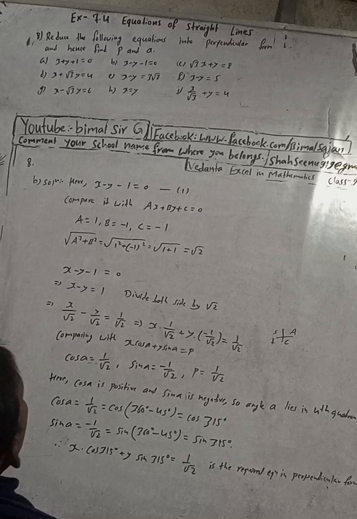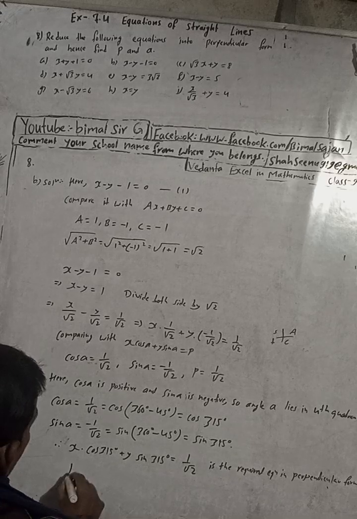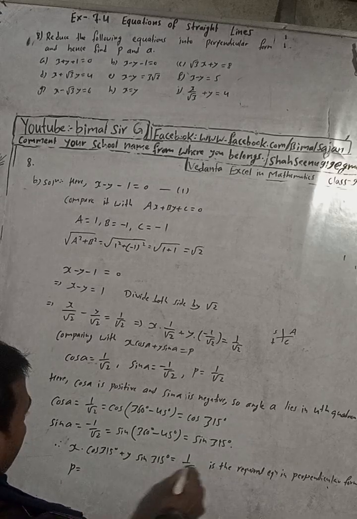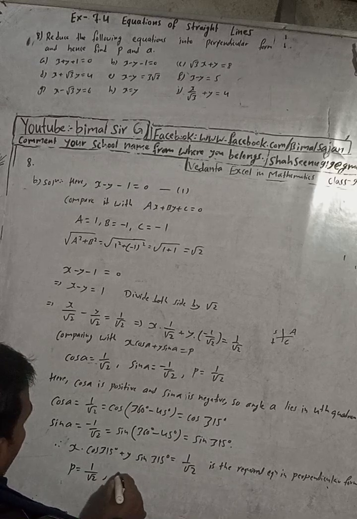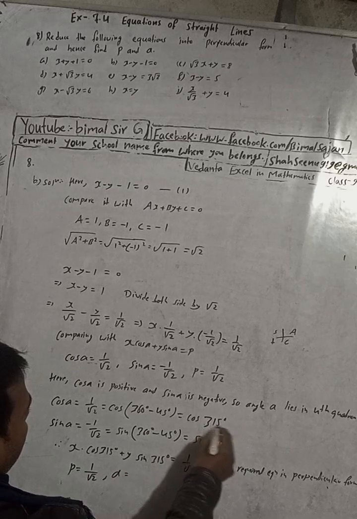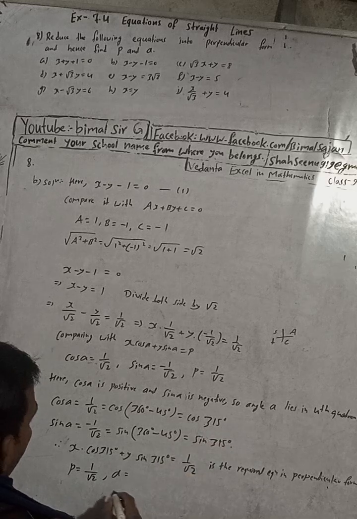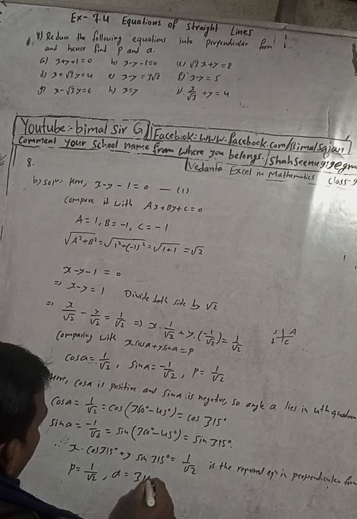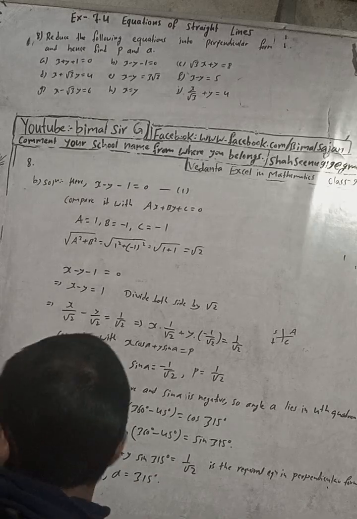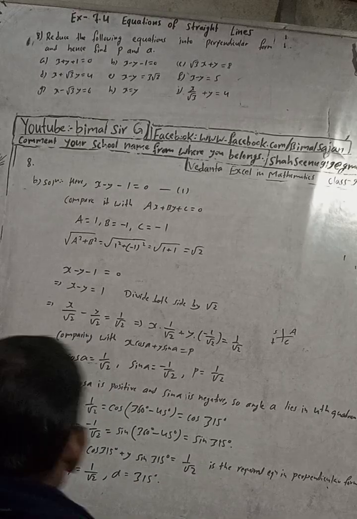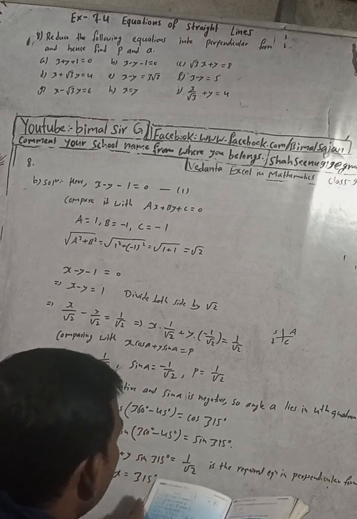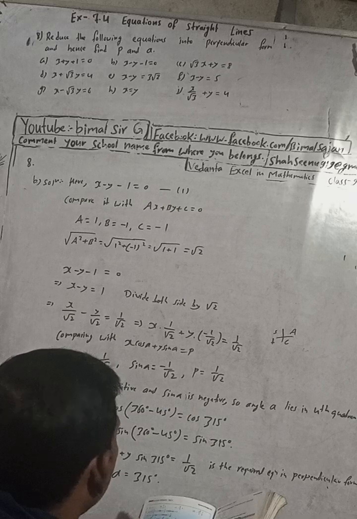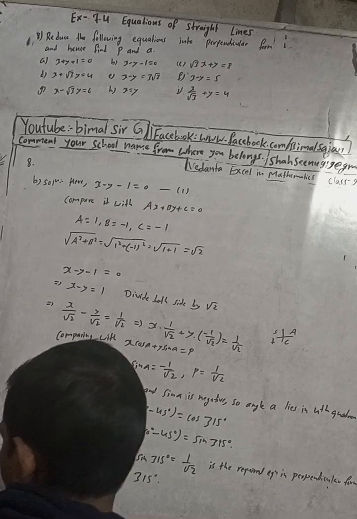Now we have to find p. So what is p? The perpendicular value p is 1 by root 2, and alpha is 315 degree. So in the book, x cos 315 degree plus y sin 315 degree is equal to 1 by root 2. This is the correct answer.